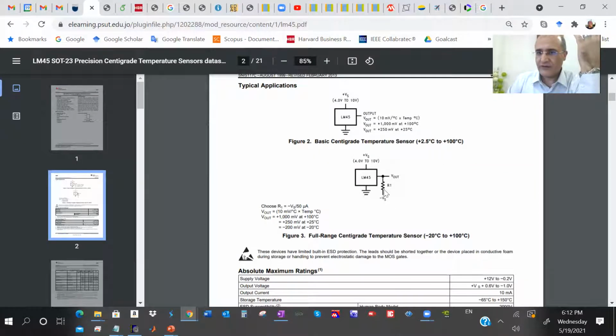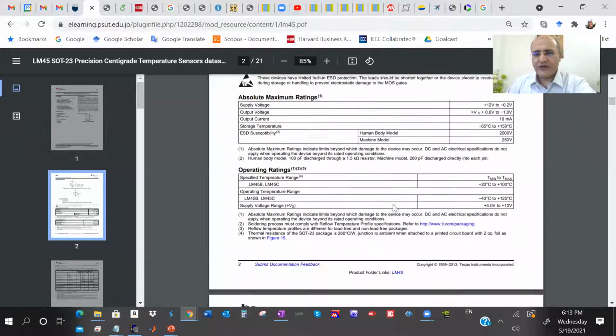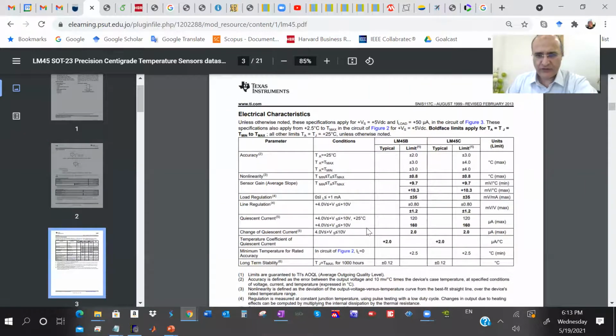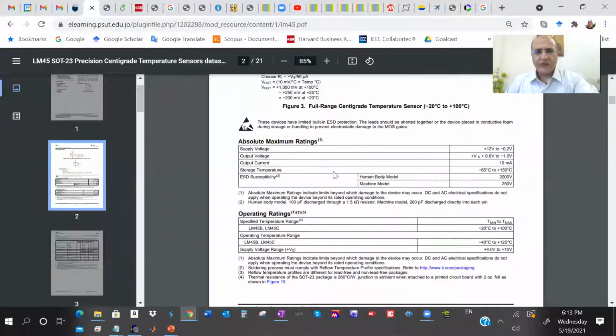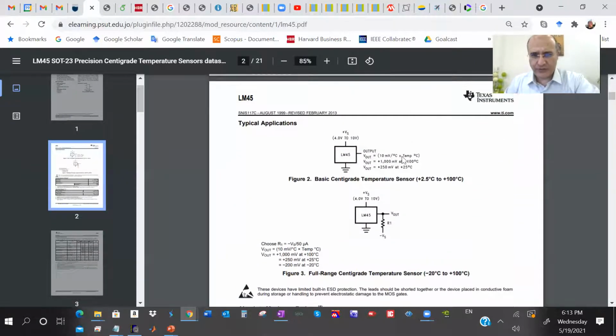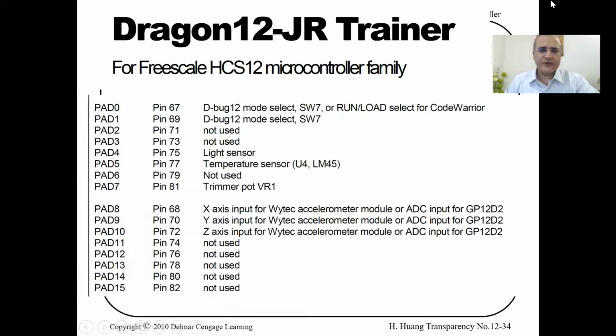Okay? So it's straightforward. Other temperature sensors have different formulas. But what you need to know the temperature, this unknown, is the voltage. How do I know the voltage? I just read it through the A to D. Okay, so let's go learn how to read voltage.